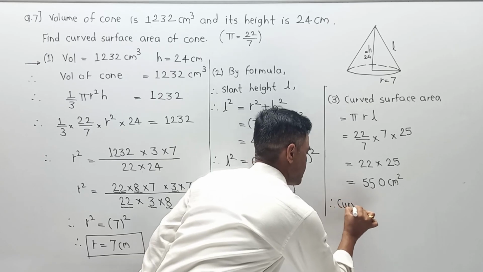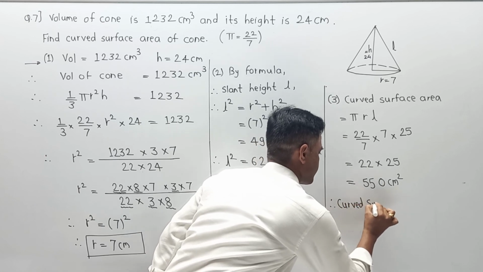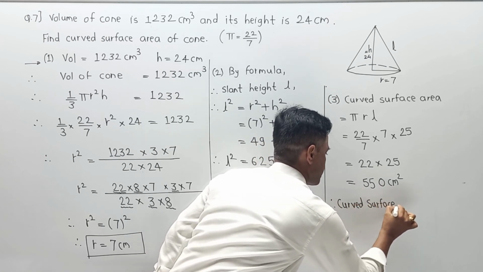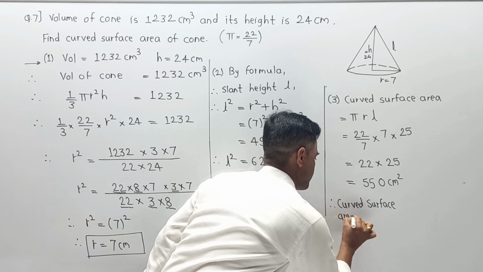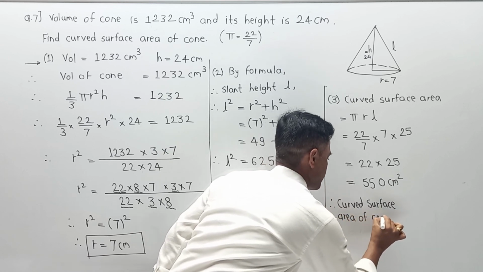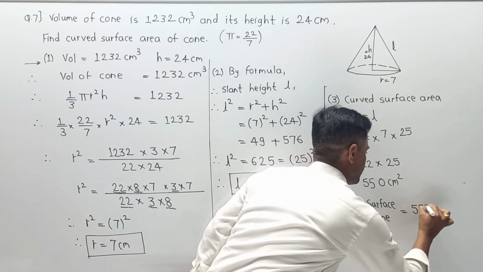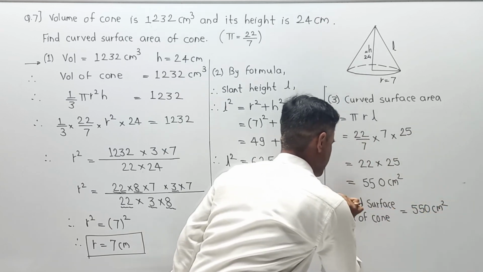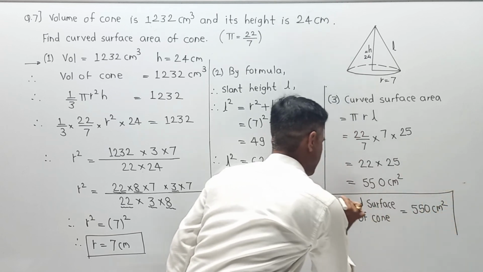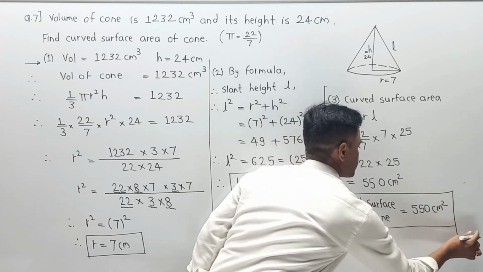Therefore, curved surface area of cone is equal to 550 square centimeter. And in this way we can complete our exactly final answer.